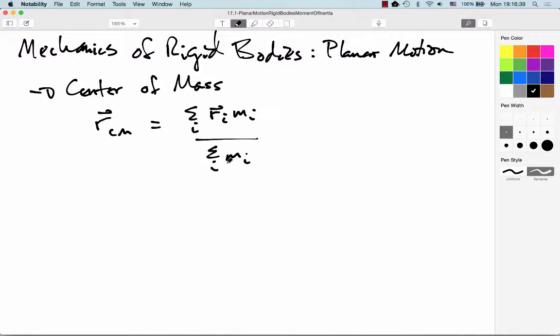Now, if we have a lot of particles for the region we're looking at, so say we're looking at a microscopic object, you're looking at 10 to the 23rd or so particles all jammed in there, we can begin to approximate this by assuming that the stuff is smoothly smeared out.